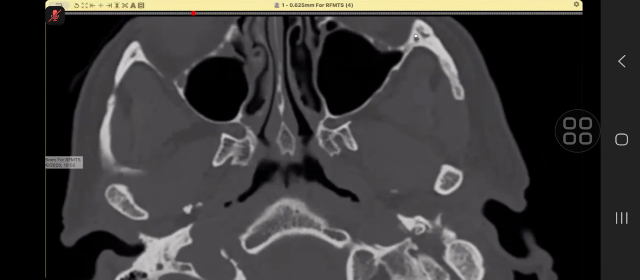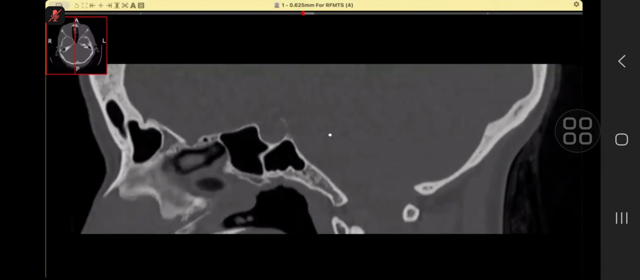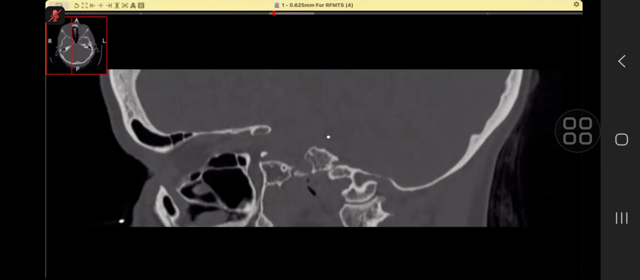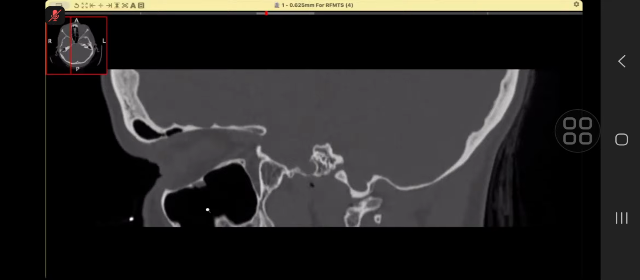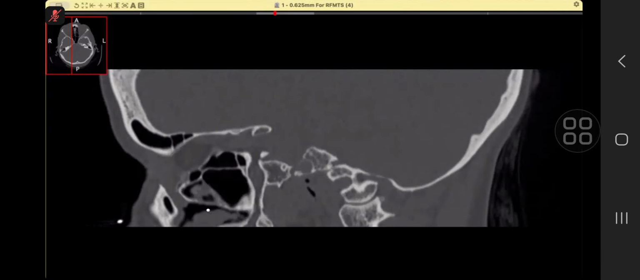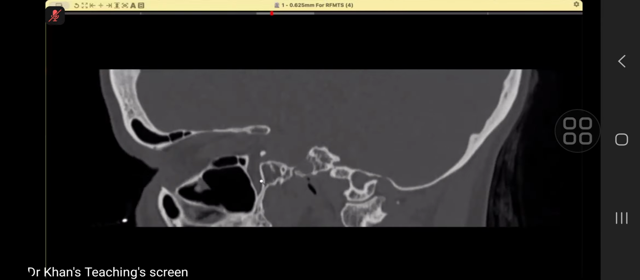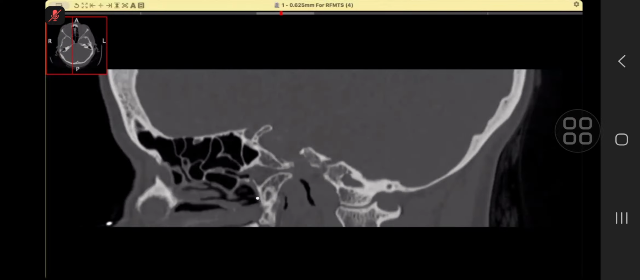Let me show you sagittal first of all. So this is a sagittal, right? Let me make it slightly smaller. Do you see? This is the maxillary sinus. Now you will see it beautifully. Here you are. You see this? This is the pterygopalatine fossa, and this is how it communicates with the orbit, etc. So this is the pterygopalatine fossa.